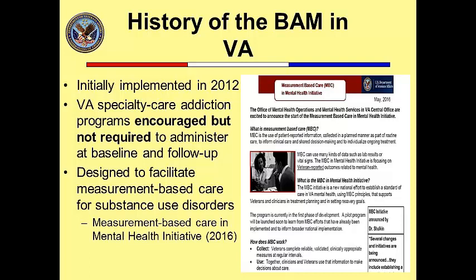And in May of 2016, the VA launched the Measurement-Based Care in Mental Health Initiative. And currently that's focused mostly on piloting the use of the BAM, as well as several other measures like the PHQ-9 and PCL checklist in the VA.